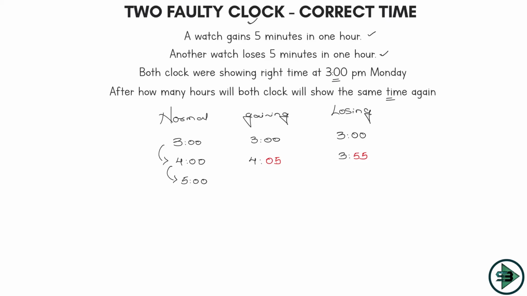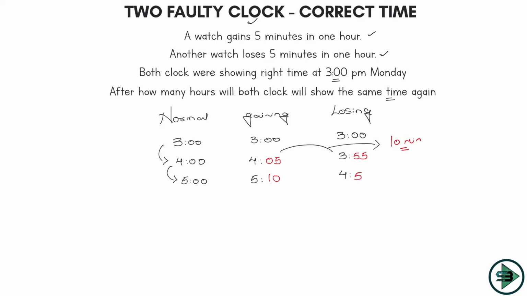The difference between their timing, if you can see here, is nothing but 10 minutes. How do I know that? 4:05 minus 3:55. The difference is 10 minutes. Okay, what will happen in the next hour? 4 to 5. This will not be 5:05. This will be now 5:10. This will not be 3:55. Does not become 4:55. It turns out to be 4:50.